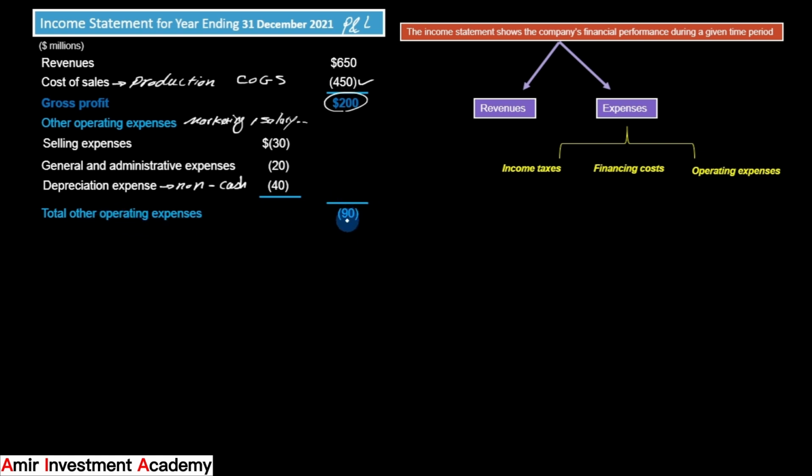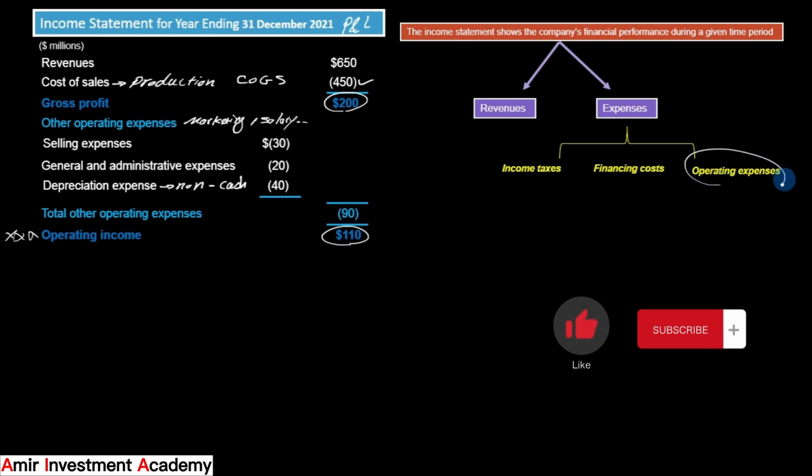we're going to get to the total other operating expenses of 90 million. So we have to deduct this 90 million from this gross profit as well, and we will get to a number called operating income. Remember this line. This is a very important line. So operating income, 110 million. So as you can see, from 650 we got to 110 million, which is our operating income.